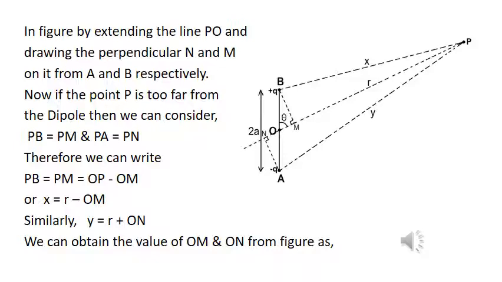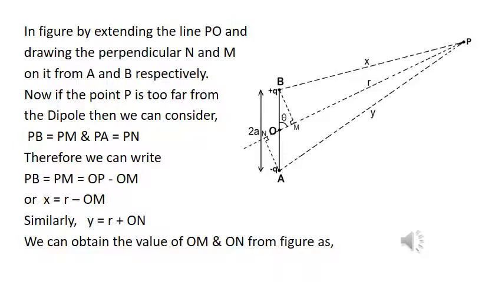See in the figure, if we extend the line PO beyond O as shown in figure and draw a perpendicular from point B and point A, which is BM and AN respectively. Now, if point P is too far from the electric dipole, then we can say that the distance PB is equal to PM approximately, and similarly PA is equal to PN.